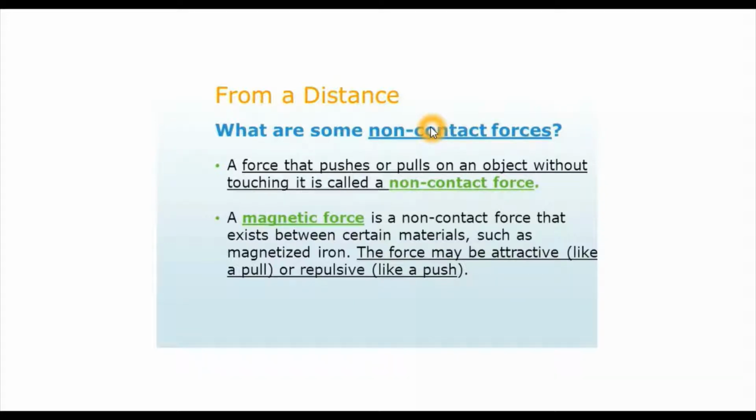So far, we have discussed contact forces. Now, let's discuss non-contact forces. What are non-contact forces? A force which can be exerted by an object on another object, even from a distance, without touching each other. That is called a non-contact force.